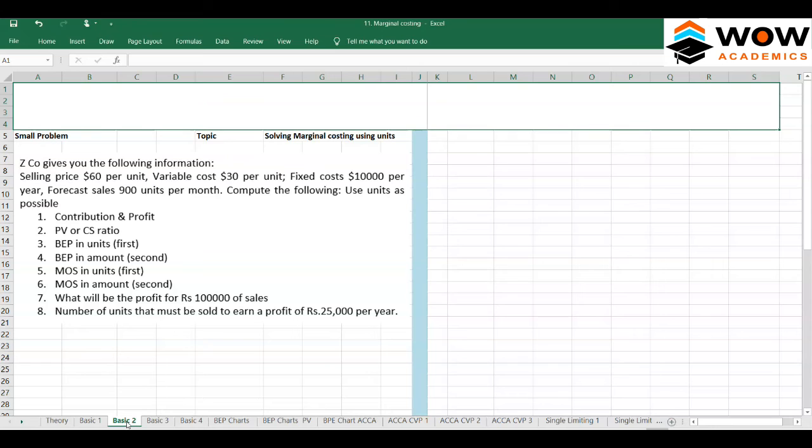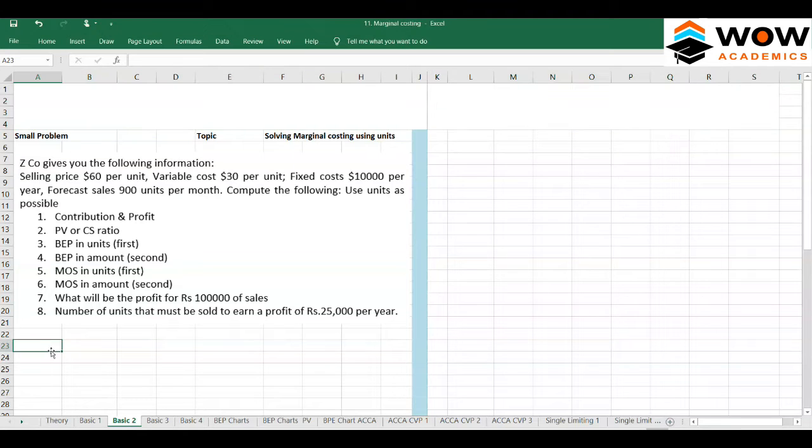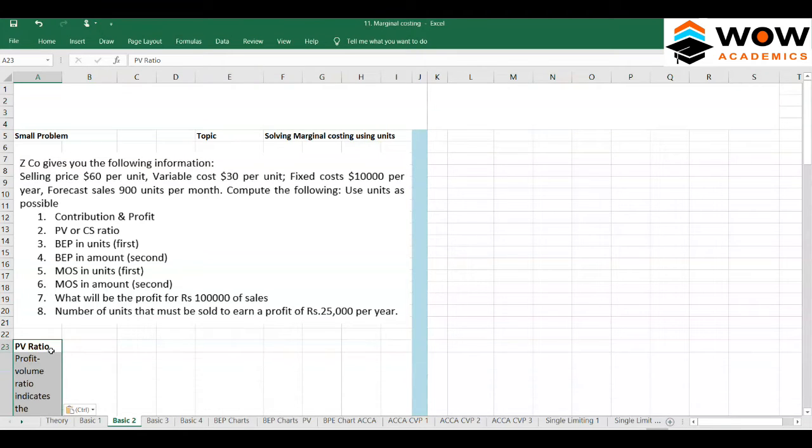We'll get the idea as to how to work it out. So we'll have the theory worked here.